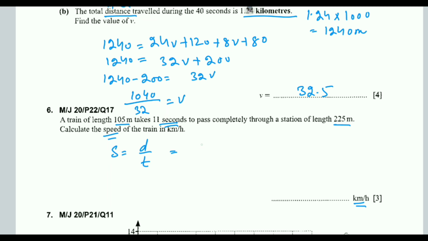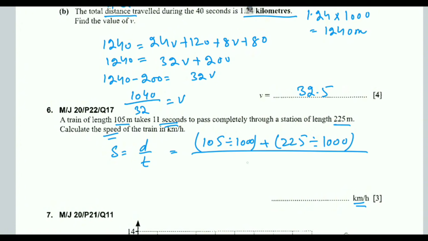So distance is 105 plus 225, but 105 will be converted into kilometers, so you will divide it by 1000, and the length of the station will be added. So 225 will also be divided by 1000. Over time is 11, and 11 will be divided by 3600 because we have to convert it into hours. So if you calculate it, you will get the final answer.